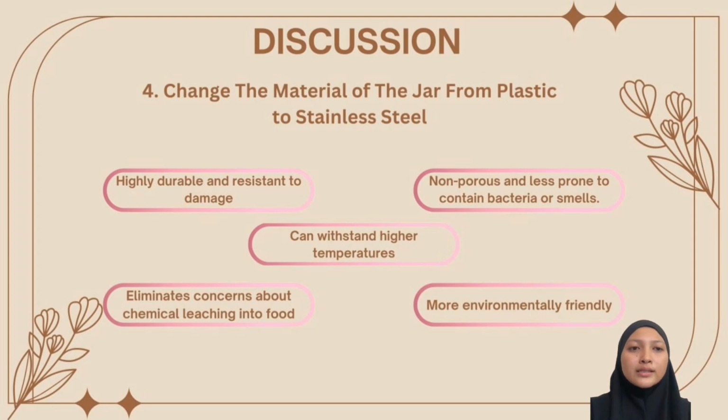Third, it can withstand higher temperatures. Stainless steel allows hot liquid to be blended without the risk of warping or melting. Fourth, it eliminates concern about chemical leaching into food, as some plastic may contain harmful chemicals like BPA. And lastly, it is more environmentally friendly, since it is recyclable and has a longer lifespan.